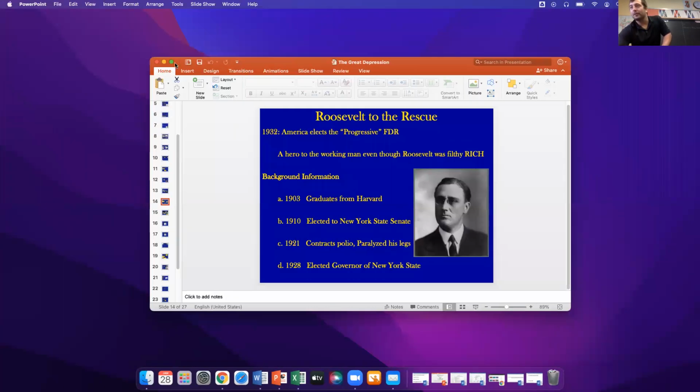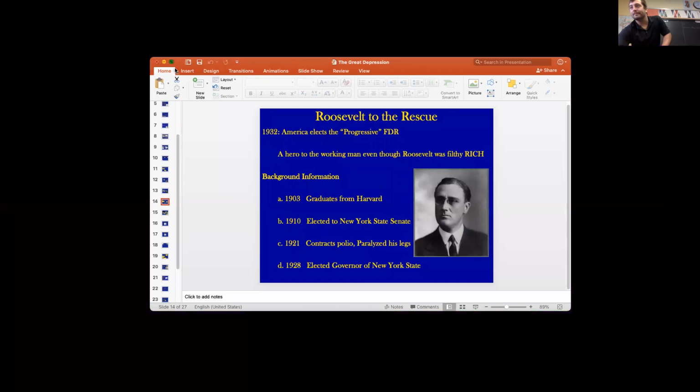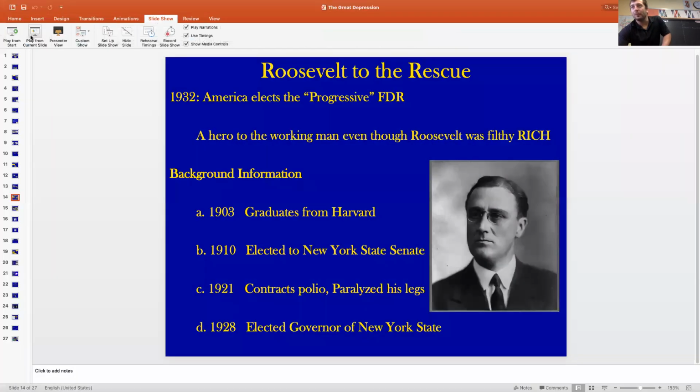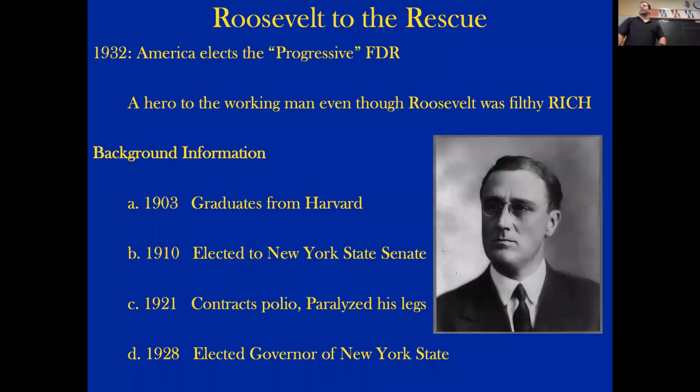So real quick, I just want to talk about FDR. And Monday, we'll talk more about the New Deal. Oh, funny. The New Deal. Do you remember President FDR's relative that was president? We mentioned him during the Progressive Era. What was his name? Kale. Teddy Roosevelt. Teddy Roosevelt. Good job.